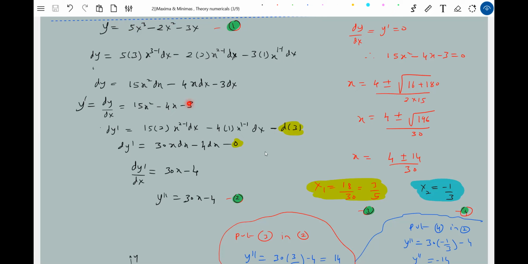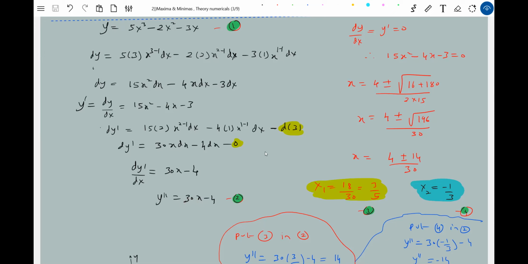Agreed? Then I'll differentiate this function again. The derivative will be 30x minus 4, because 3 is a constant and its derivative will become 0. So 30x minus 4 is what I'll get as the double derivative. Now what to do here? Is it less than 0 or greater than 0? How to check whether a maximum or minima exists, because we don't have any specific x, x can be anything, no?